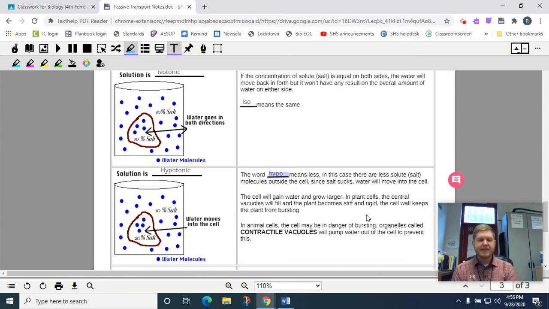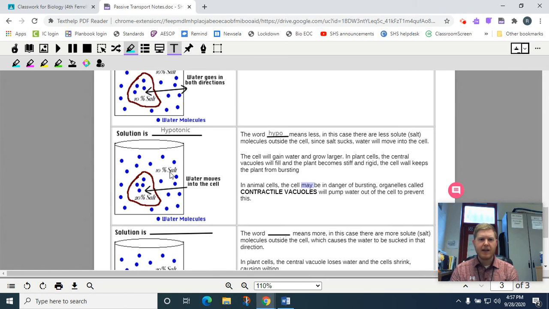So if we're talking about cells, in this case you're going to have less solute, less salt, on the outside than inside. And that causes water to go inside and gain. The way that I remember this is water's going inside the cell, and so the cell is going to get bigger. It's going to grow larger, if we look here. And this kind of sounds like hippo. Hippos are big. So if the cell gets big like a hippo, it is a hypotonic solution. That's the way that I remember it.